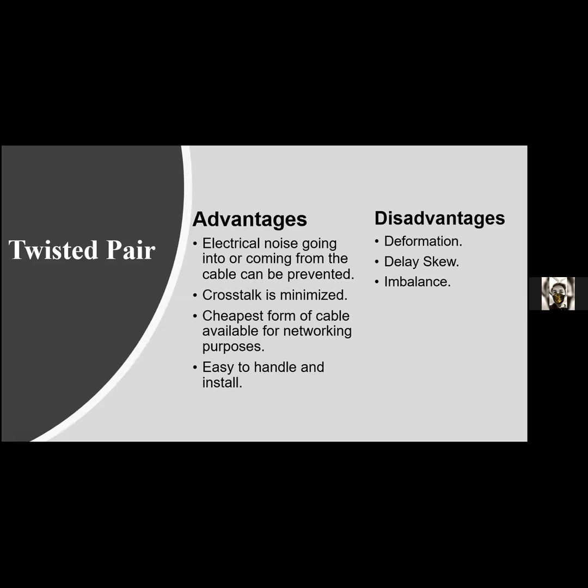The advantage of twisted cable is that electrical noise going into and coming from the cable can be prevented. There is minimized crossover, and it is also one of the cheap ways to provide networking, and it is also easy to handle. The main disadvantages are delayed skew, deformation, and imbalance. Delayed skew means that due to multiple twisting of the cable, signals are moved slowly from one place to another.